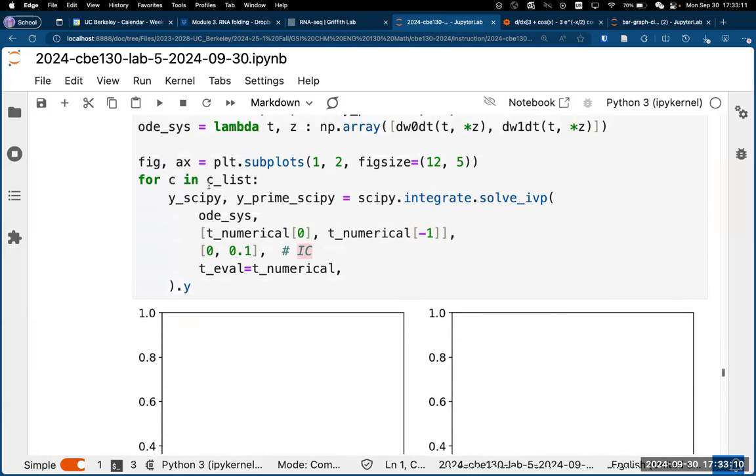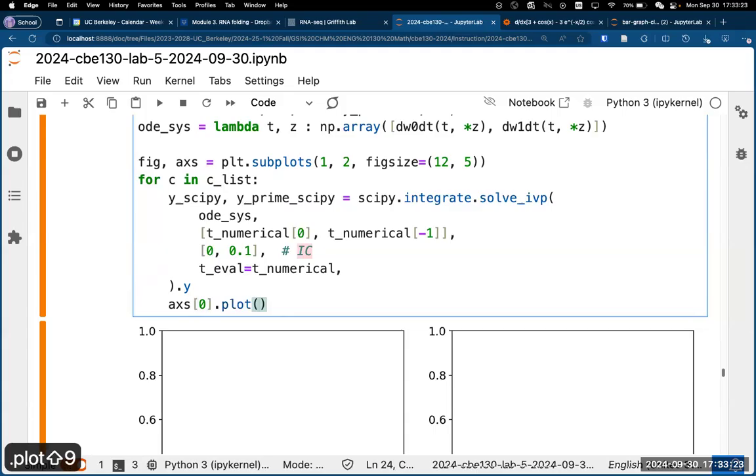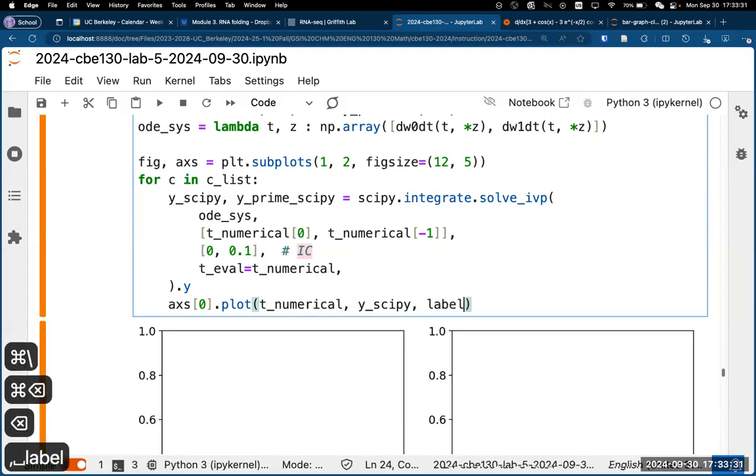So within each of these for loops, we have different C's, and we have the original function and the derivative. So for the first of the axes, let's plot the original function. Plot t numerical, comma, the original function by SciPy. Then let's also label that with the C. So we can do an f-string, standing for formatting, so C equals the variable C.